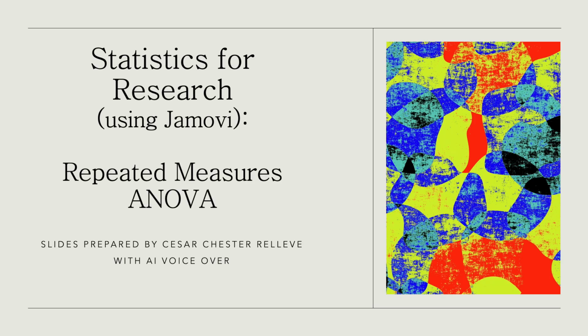Hello everyone. Today, we're going to learn about one-way repeated measures ANOVA and how it can be applied in quantitative research, particularly in studies where the same group of participants is observed repeatedly over a period of time. We'll also explore how to perform this test using Jamovi, a user-friendly statistical software.